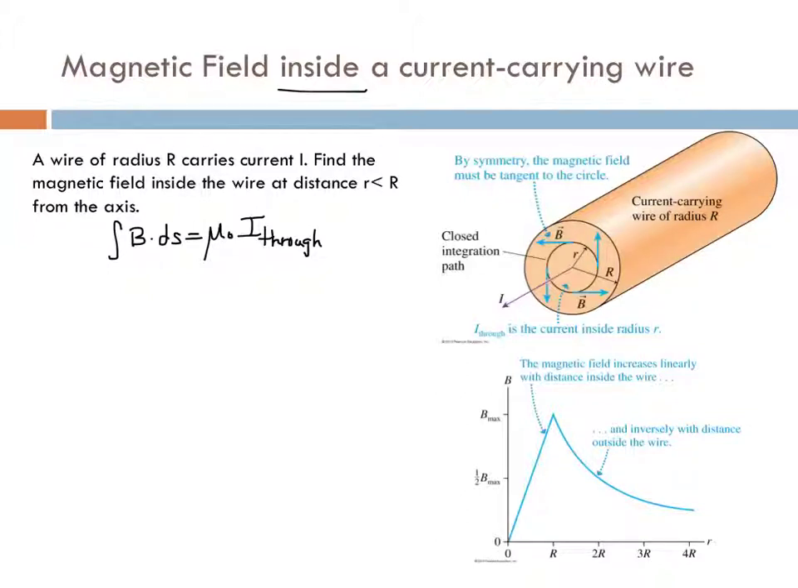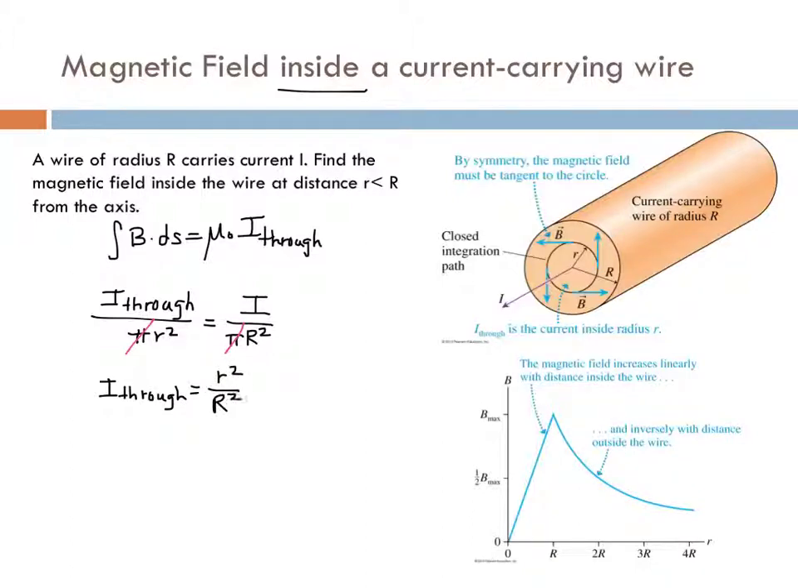So the current that passes through a certain area, which in this case is going to be pi r squared, has to be equal to the total current passing through the total area. You can see that the pi's will cancel out, and we're going to be left with our current through our area equal to r squared over capital R squared times I. So that means that we can replace our I through with r squared over capital R squared times I.